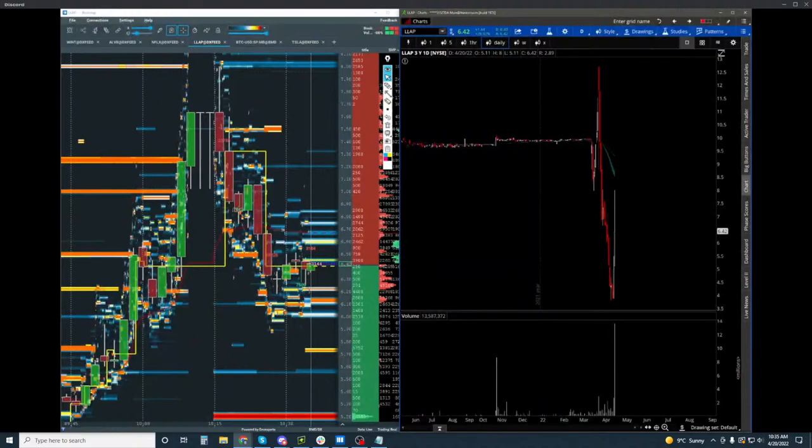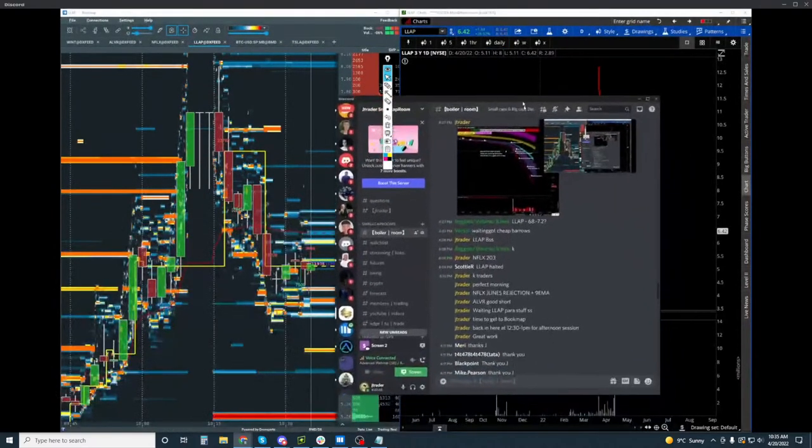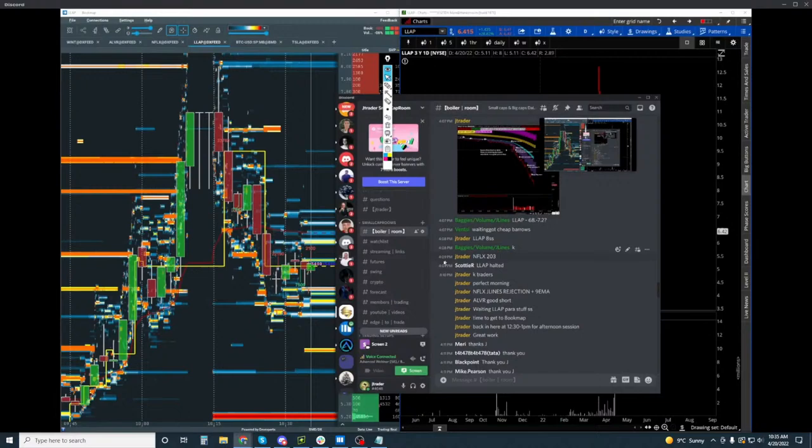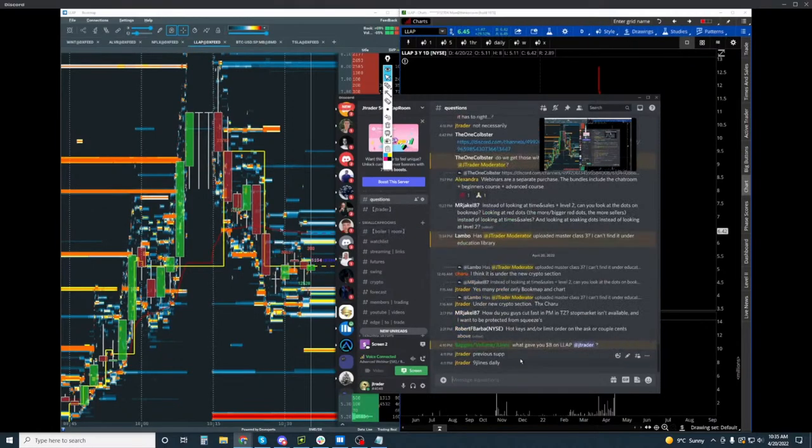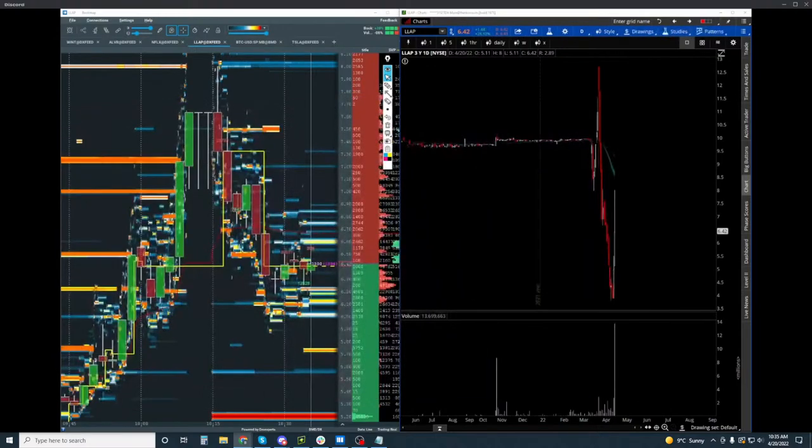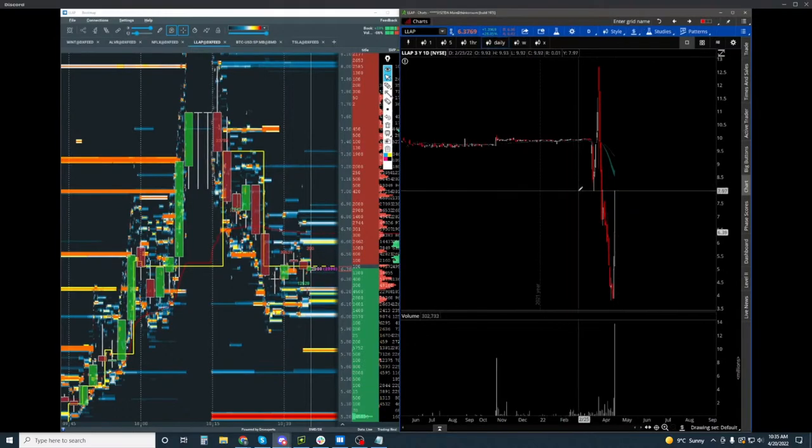First of all, the daily. I said one thing very clearly over here. I just want to post it so it's clear what was my call. I said LLAP looked to short $8. And then a trader asked me, Jay, why? Previous supply and J-lines on the daily. So this is our daily. We had this previous supply, so resistance.